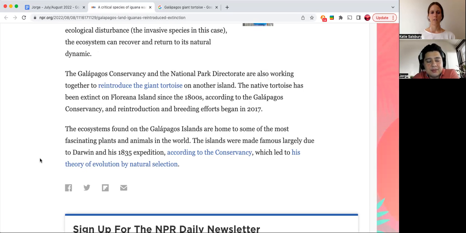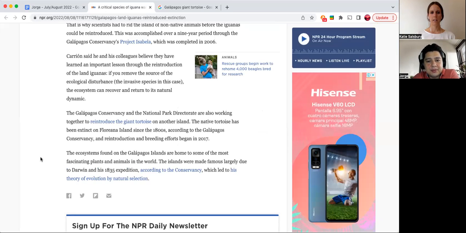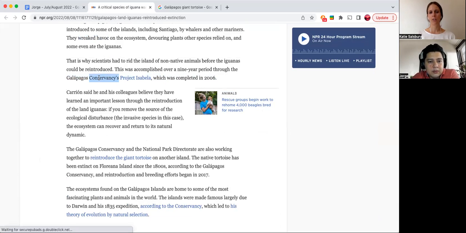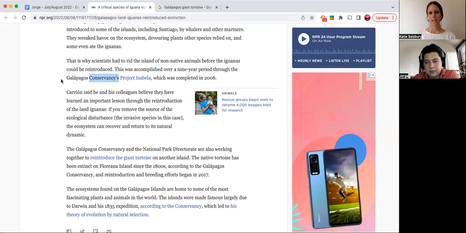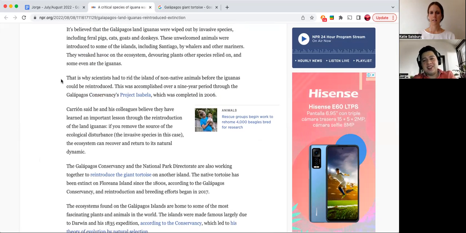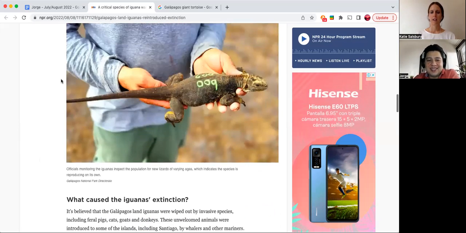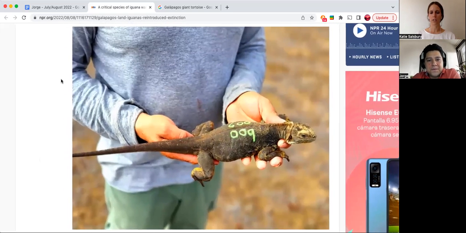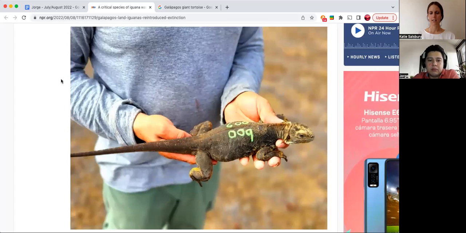So basically it sounds like this iguana reintroduction is part of a bigger project to conserve the native species of the Galapagos, to isolate them from external species. Exactly. And protect the original ecosystem of the islands.